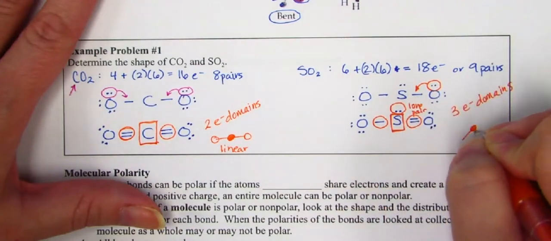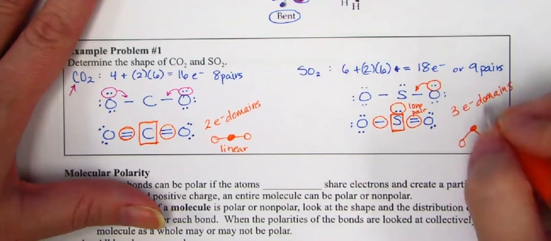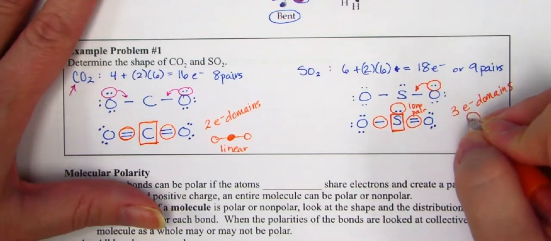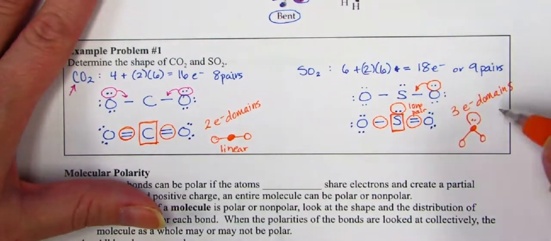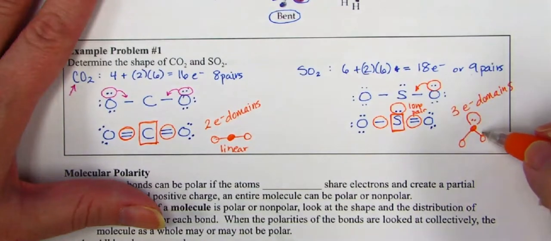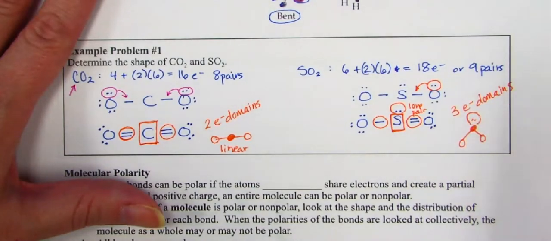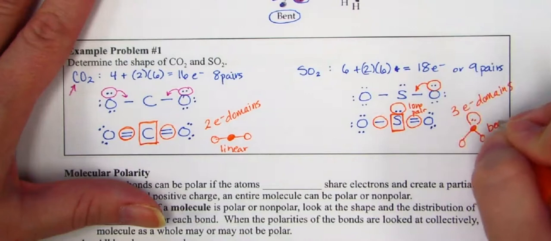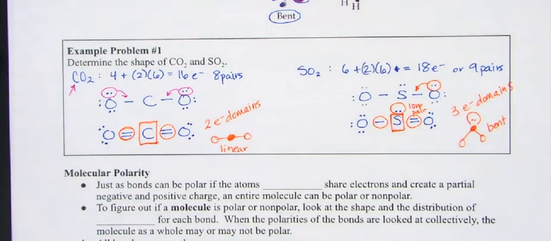So that's going to give SO2 a bent shape, because that lone pair of electrons is occupying space also. It's going to be pushing these shared pairs of electrons down. So you have to do a Lewis structure first before you can figure out the VSEPR, or the molecular geometry.